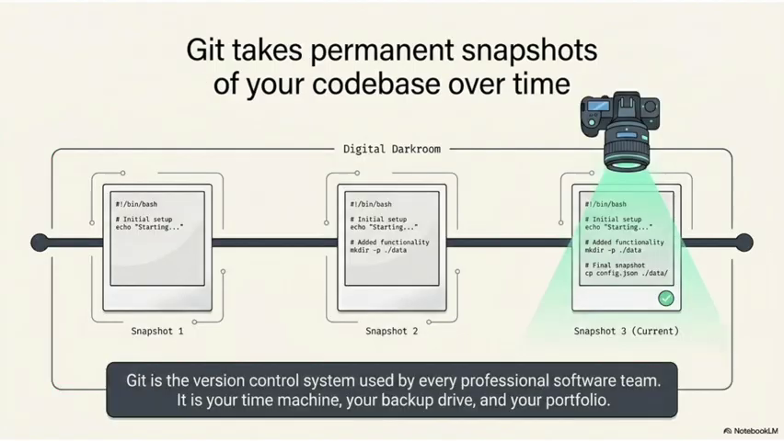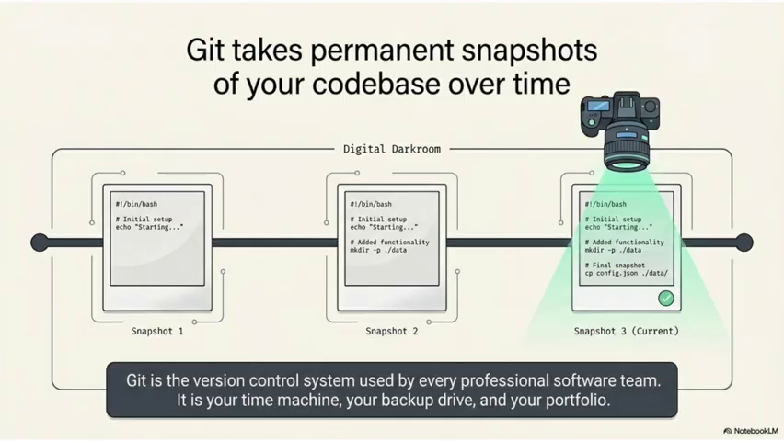Git works by taking permanent snapshots of your codebase at moments you choose, like a digital darkroom developing photos of your code at different points in time. Each snapshot, called a commit, captures the complete state of every tracked file at that moment. Snapshot 1, initial setup. Snapshot 2, added functionality. Snapshot 3, the current working state. If snapshot 3 breaks, you can instantly rewind to snapshot 2. Your history is never lost.